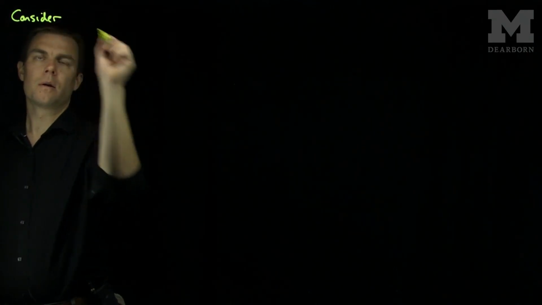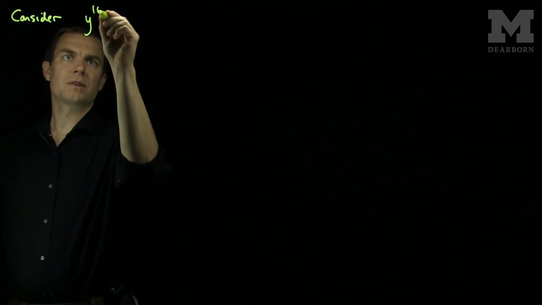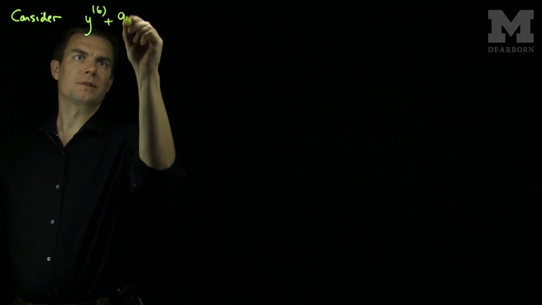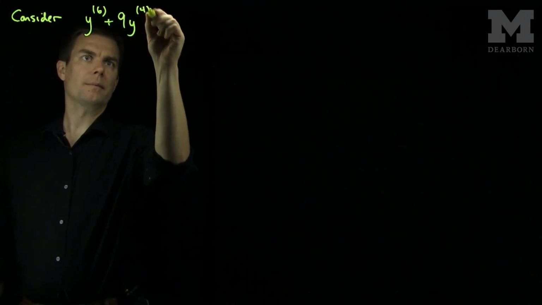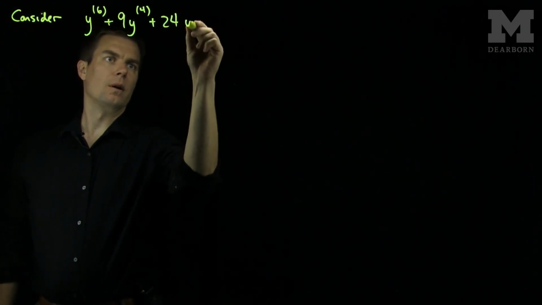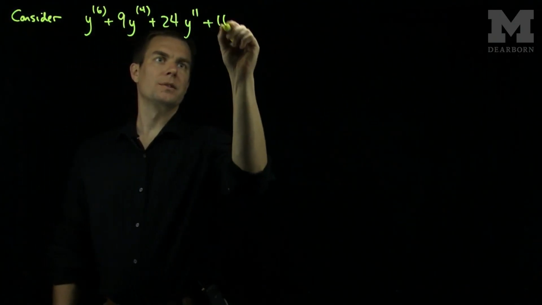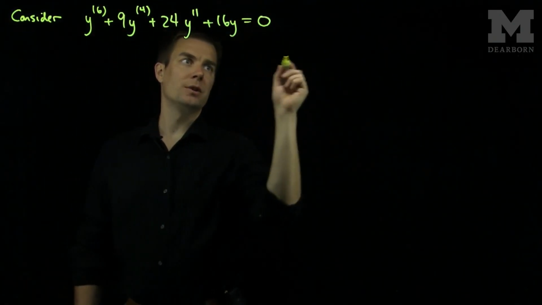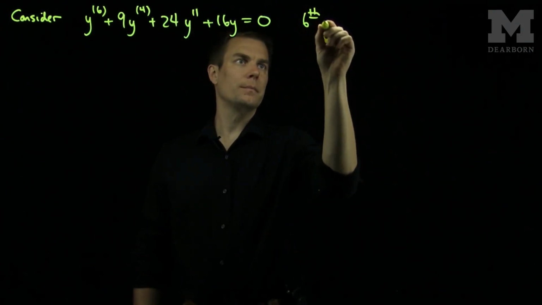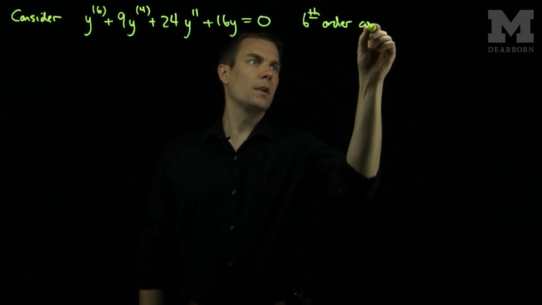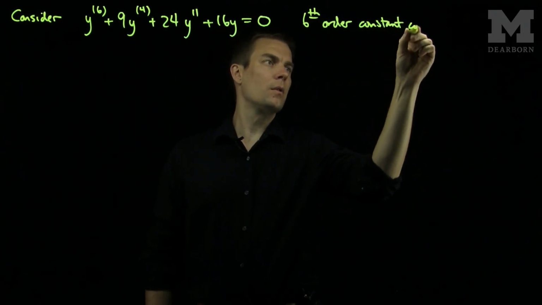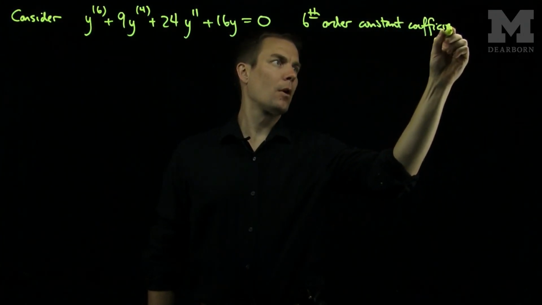Hello students, in this video we'll see an example of how to solve a constant coefficient ODE with repeated complex roots. Let's consider the ODE, the sixth derivative of y, plus 9 times the fourth derivative of y, plus 24 times the second derivative of y, plus 16y equals 0. So this is a sixth order constant coefficient ODE.